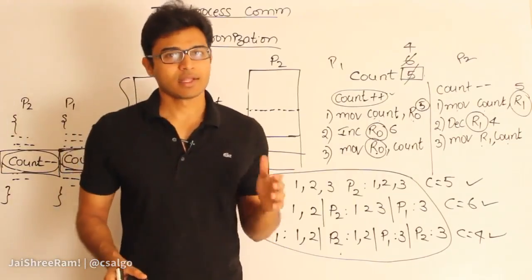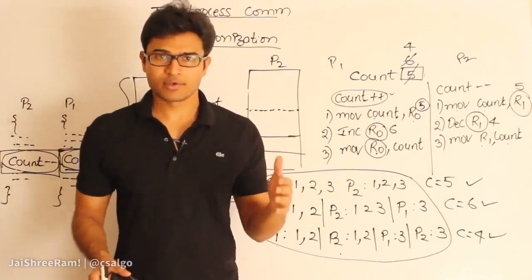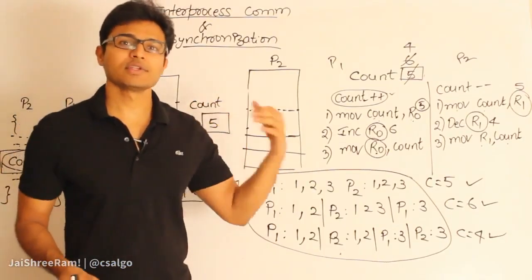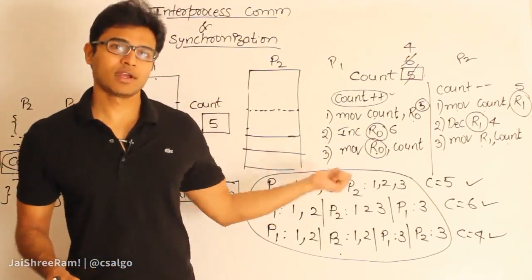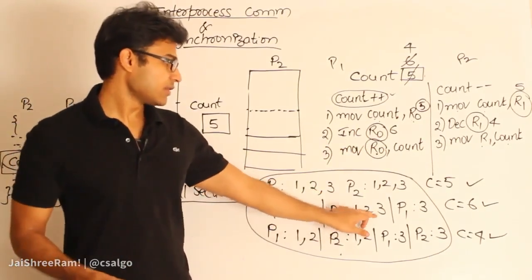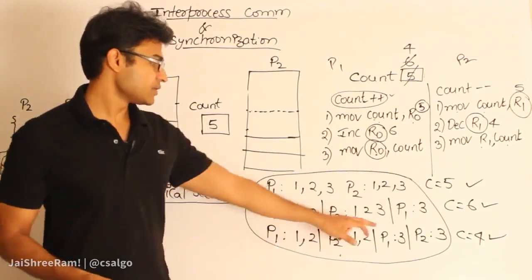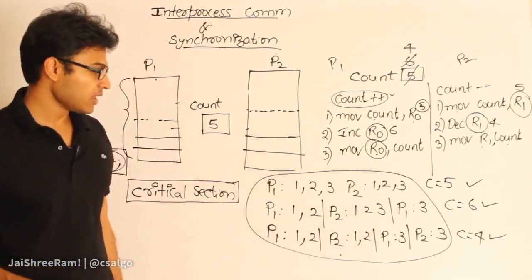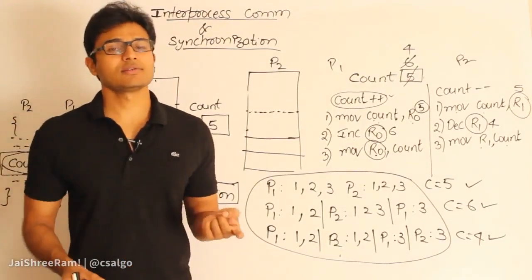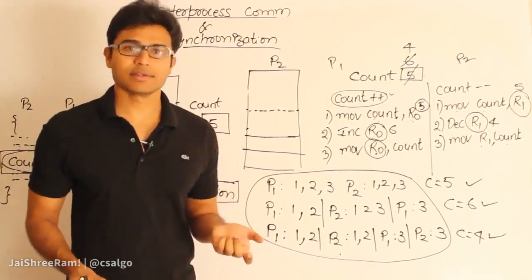Race condition means the output is depending on the order in which the processes are executing the instructions, or the process whichever finishes first is going to decide the value of the output. In this case, if P2 finishes first, then the value is going to be 6. If P1 finishes first, then the value is going to be 4 in this particular order, right? So now there are going to be race conditions because of which the values are going to be inconsistent.